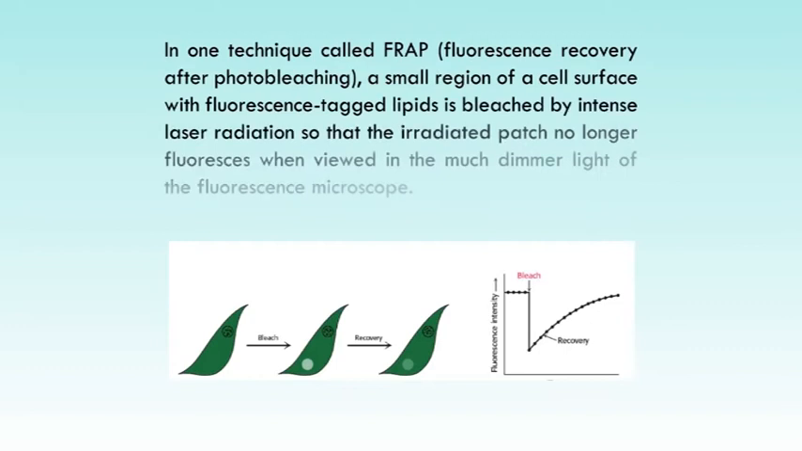In one technique called FRAP, which stands for fluorescence recovery after photobleaching, a small region of a cell surface with fluorescence tagged lipids is bleached by intense laser radiation so that the irradiated patch no longer fluoresces when viewed in the much dimmer light of the fluorescence microscope.